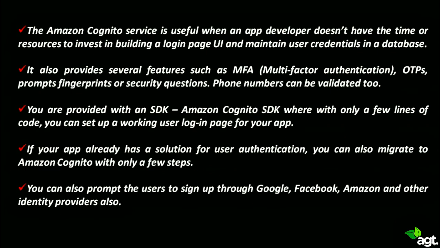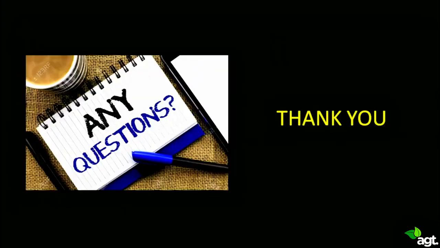And if your application already has a solution for user authentication, you can also migrate to Amazon Cognito with only a few steps. You can also prompt the user to sign up through Google, Facebook, Amazon and other identity providers. With all these benefits, the cost of the first 50,000 monthly active users is totally free, and it scales as the user pool expands, for a minimal amount per user after the free limit. So this service is very ideal for app developers with budget constraints who want their application to get going as soon as possible.